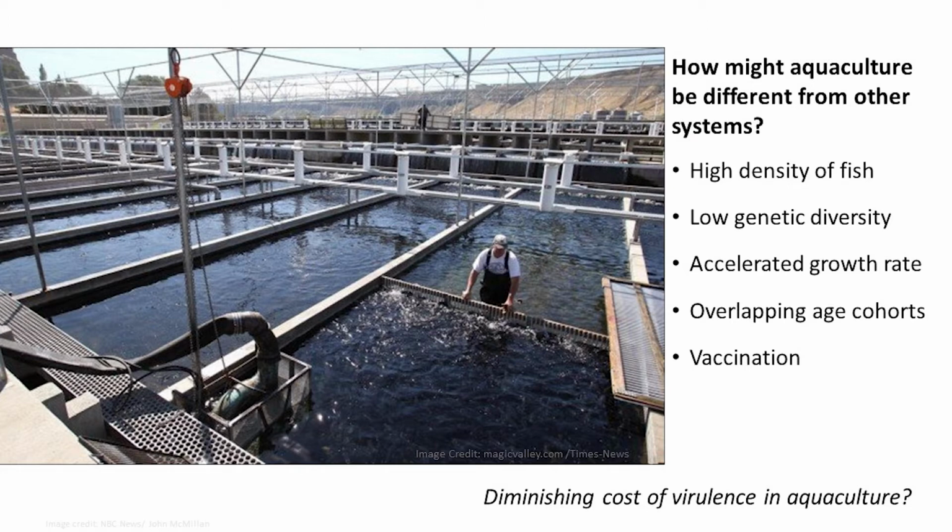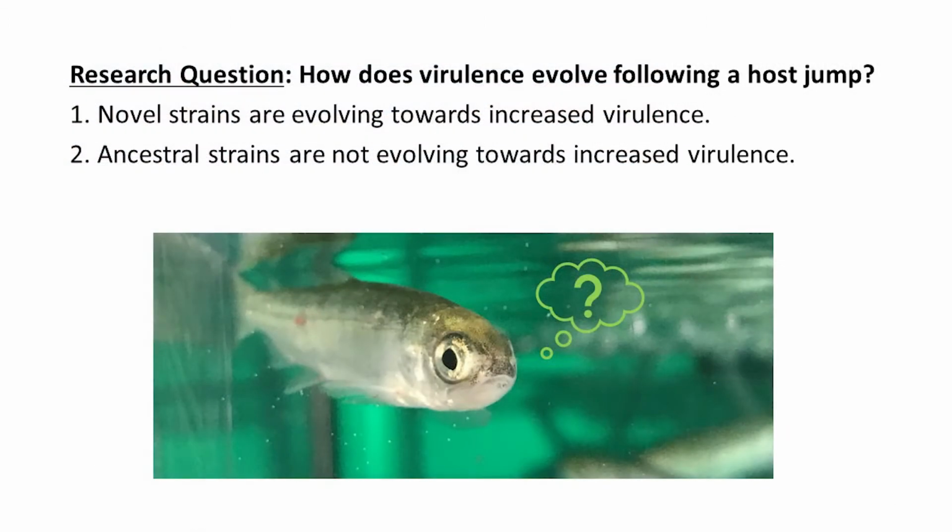We think that we could be seeing diminishing costs of virulence in aquaculture, such that virulence might actually be increasing over time. And this brings me to my main research questions. The first is that novel strains might be evolving towards increased virulence, that is, after its host jump in aquaculture, and also that ancestral strains of IHNV are not following the same evolutionary track.